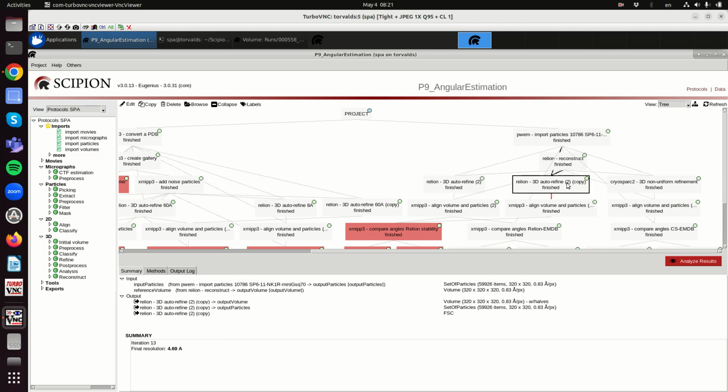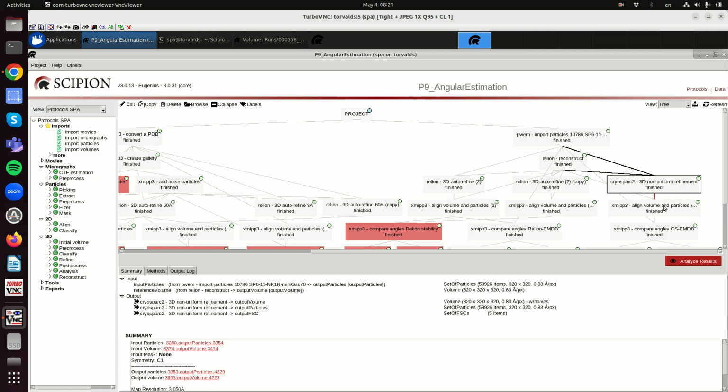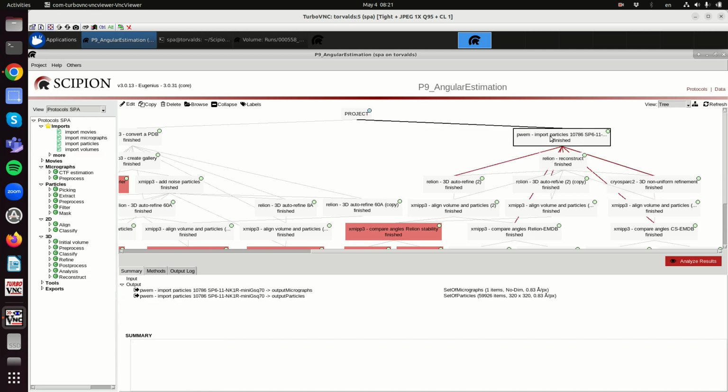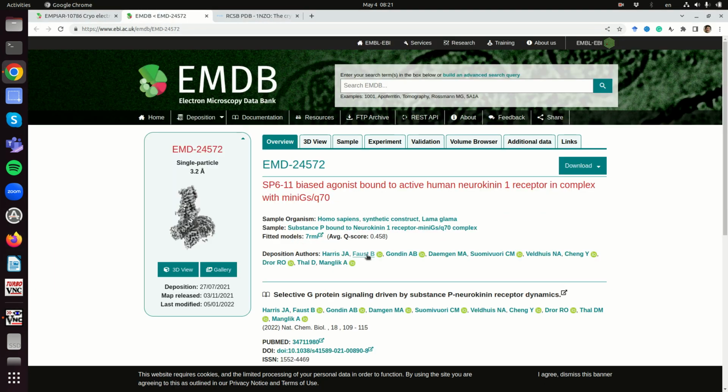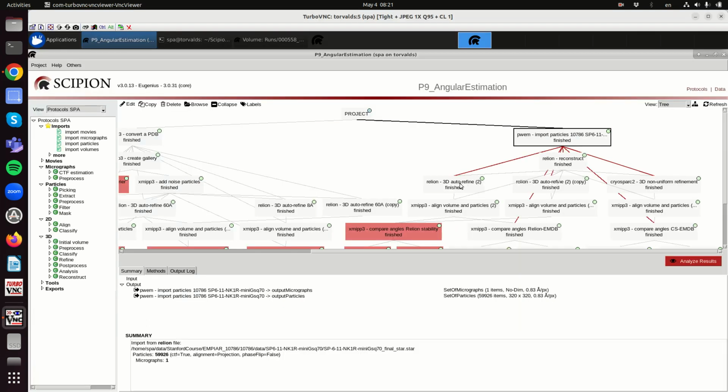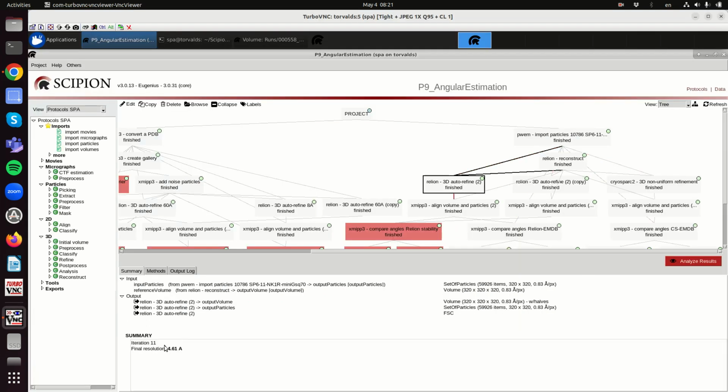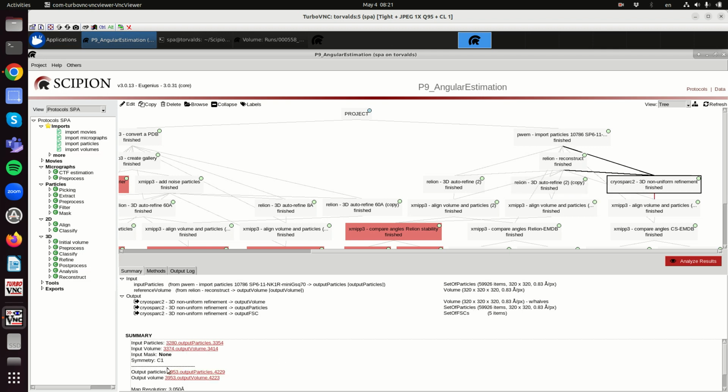I did it once with CryoSPARC, and here are the different resolutions claimed by each one of them. This one claimed, at the beginning in their structure, I don't know, 3.2 angstroms, and here we have got 4.6, 4.7 and 3.0. So another message here.